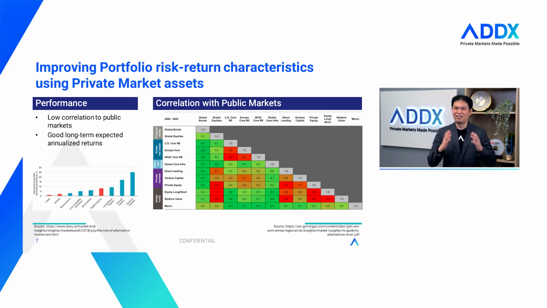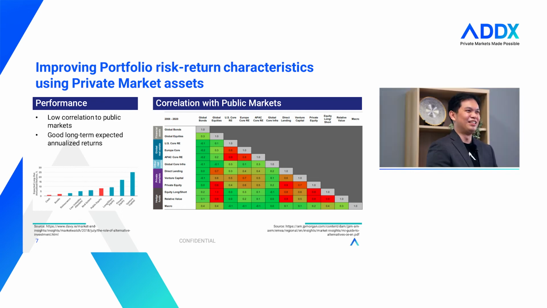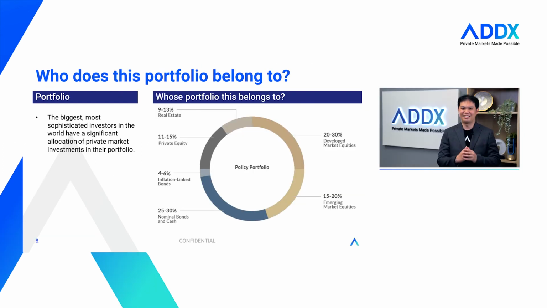By adding or increasing the allocation to private market assets in your portfolio, you will be able to reap the benefits of better diversification, leading to higher risk-adjusted expected returns and enhanced portfolio robustness. In short, you can build a better portfolio with private market investments. This is not just theory. The biggest, most sophisticated investors in the world have a significant allocation to private market investments in their portfolio. Take a guess as to whose asset allocation this is.